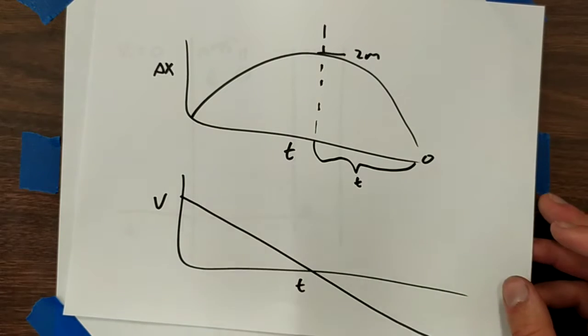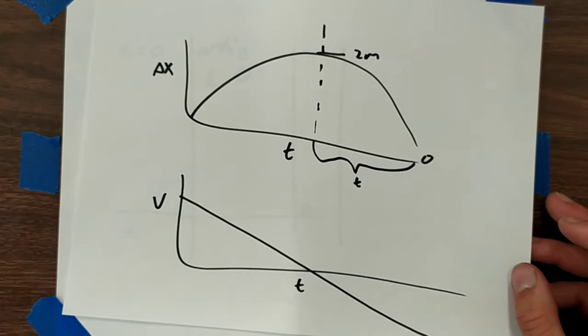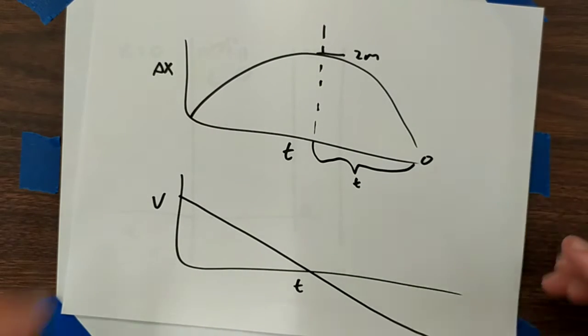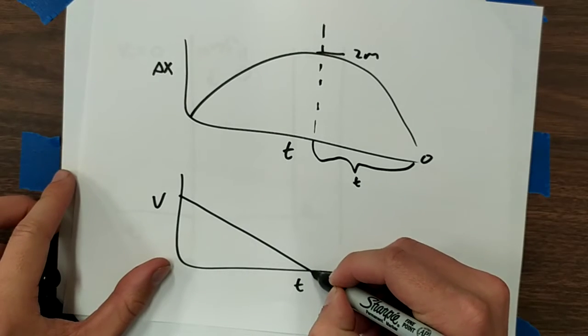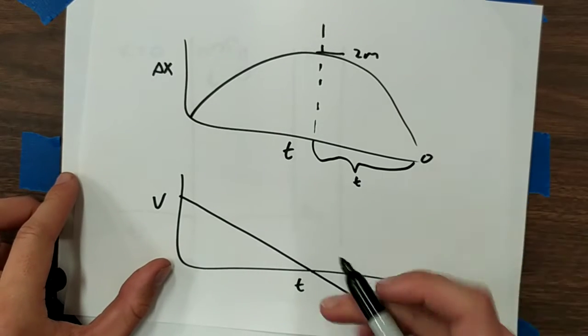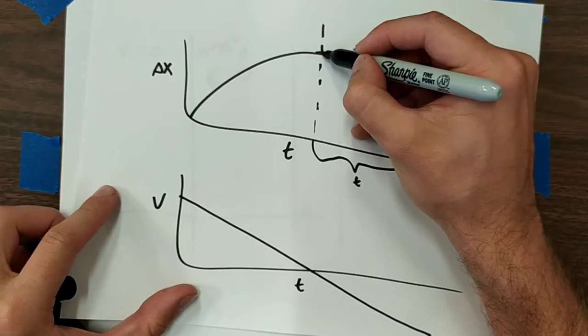So when I throw it up, it's going fast, and it starts slowing down, slowing down, slowing down. It stops, and then it starts speeding up on the way down. Where v crosses the time axis, that's when v equals 0. That's also when we're starting our problem. So we're starting here. We're going to end our problem there.